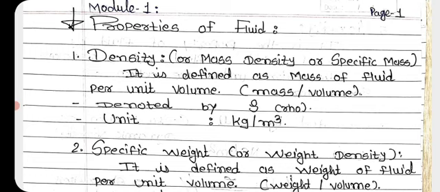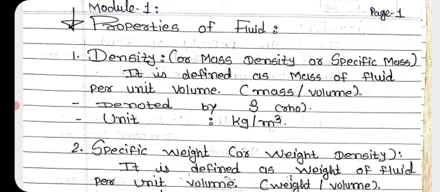It can be known as mass density or specific mass. It is defined as a mass of fluid per unit volume. Very simple. It is mass per volume. How much mass is accumulated or there in a particular space or volume. So density is mass per volume. So mass having unit kilogram. Volume unit is meter cube. So density unit is kg per meter cube. And in general, density is denoted by rho.